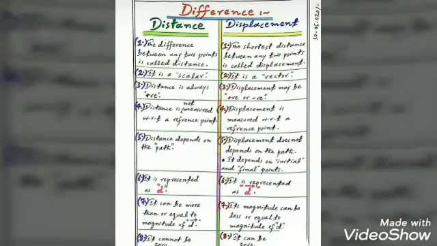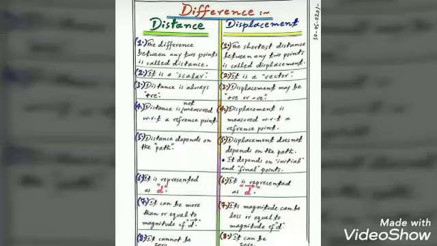Let me see the differences between distance and displacement. The length of the path between any 2 points is called distance. The shortest distance between any 2 points is called displacement. Distance is a scalar quantity. Displacement is a vector quantity. Distance is always positive. Displacement may be positive or negative. Distance is not measured with respect to a reference point. Displacement is measured with respect to a reference point.